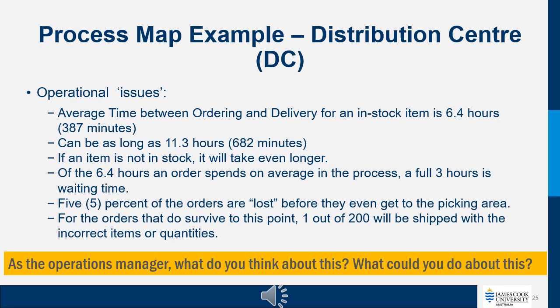For the orders that do survive to this point, 1 out of 200 will be shipped with an incorrect item or quantity. So, as an operation manager, is this correct? Or how can we improve this? So you can see that by visualizing the process, we manage to identify these issues that we can solve.